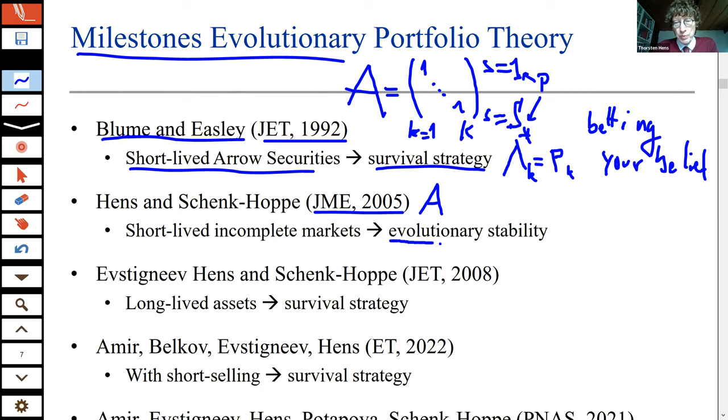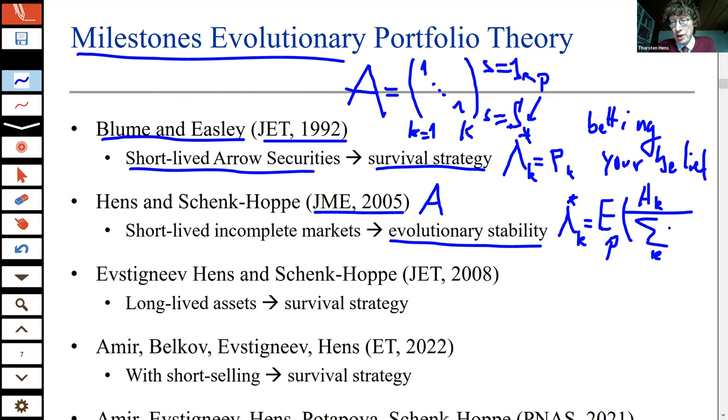And then we could show which strategy is evolutionarily stable. At that point, we could not yet show which is a survival strategy, but we could show, suppose a strategy is conquering the market, will it be able to drive out other strategies? And then the first result which we found was, the best investment strategy has to invest according to the expected, so this is with respect to the probability measure for the states to occur, the expected relative payoffs. So this is the payoff of asset K divided by the sum of the payoffs of all assets, sorry.